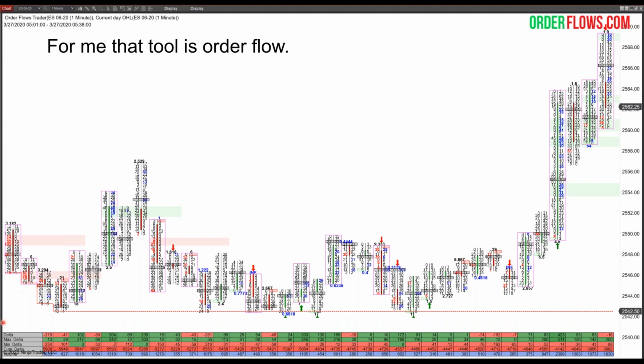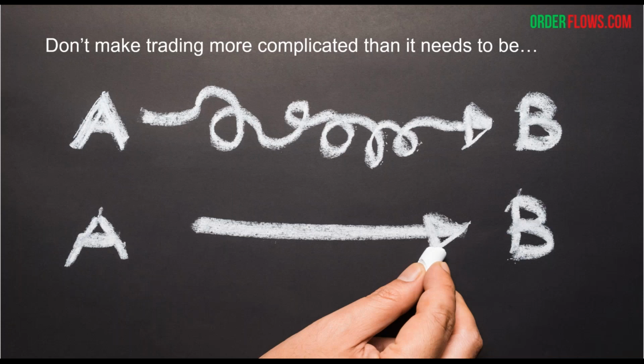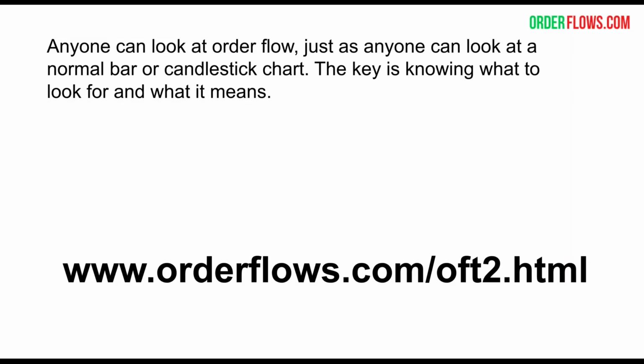And for most people, now that we have a lockdown, the fortunate thing about the lockdown is you've got a lot of time on your hands to study the markets. Don't make trading more complicated than it needs to be, right? Anyone could look at order flow just as anyone could look at a normal bar or candlestick chart. The key is knowing what to look for and what it means.